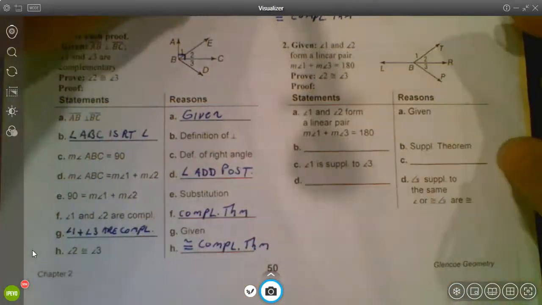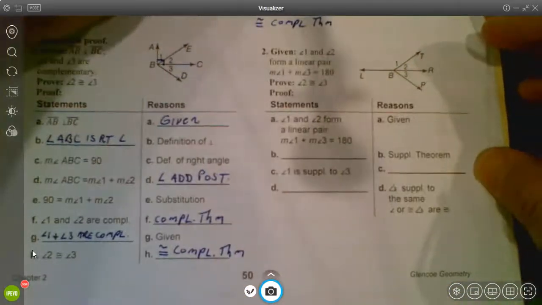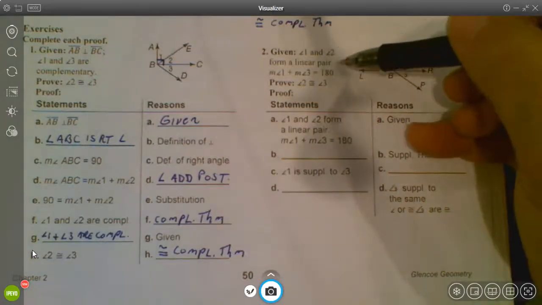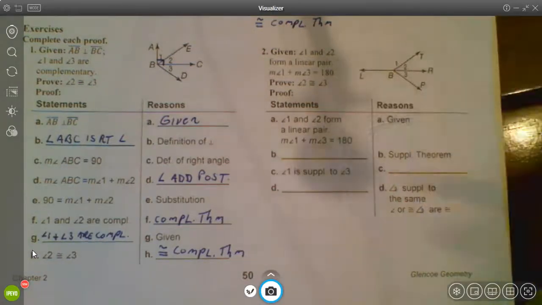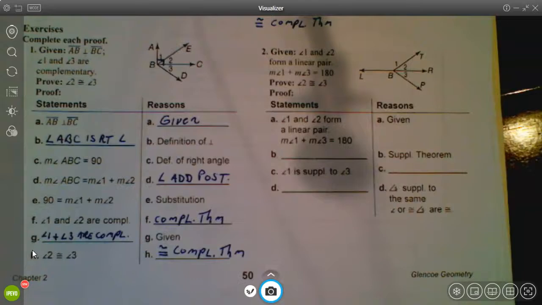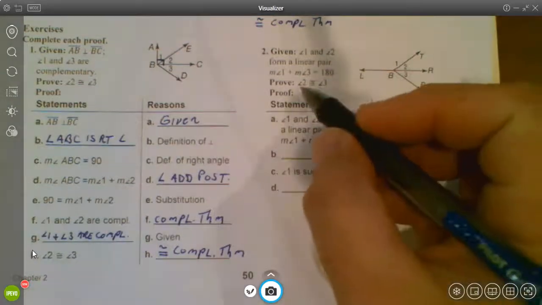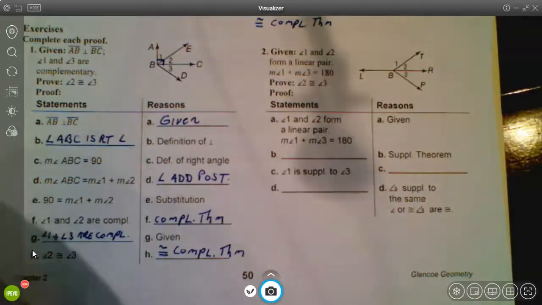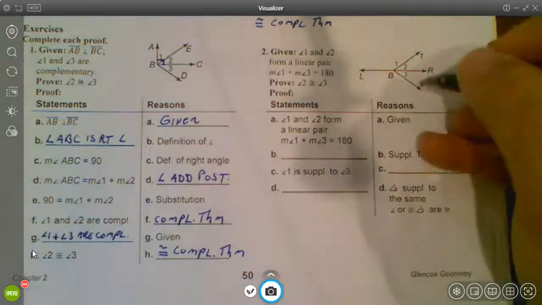All right, let's go to one last one. We'll close out the chapter here. As you look at this one, you can see here's all our given information. They used it all right away in the first line. That's good, all the givens are out of the way. It's always good to note what we're trying to prove. I'm trying to prove that angles 2 and 3 are congruent to each other. So that's the goal here.